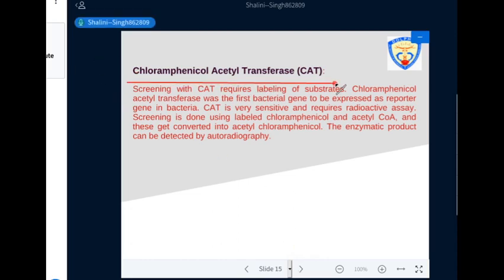Chloramphenicol acetyl transferase. Although it is widely used as a reporter gene in mammalian cells, the availability of GUS and GFP reporter systems has generally limited the use of the chloramphenicol acetyl transferase system in plants. Although it was the first bacterial gene to be expressed in plants, some plant transformation vectors do, however, carry this reporter gene as it can be assayed very sensitively, but it requires a radioactive assay procedure.